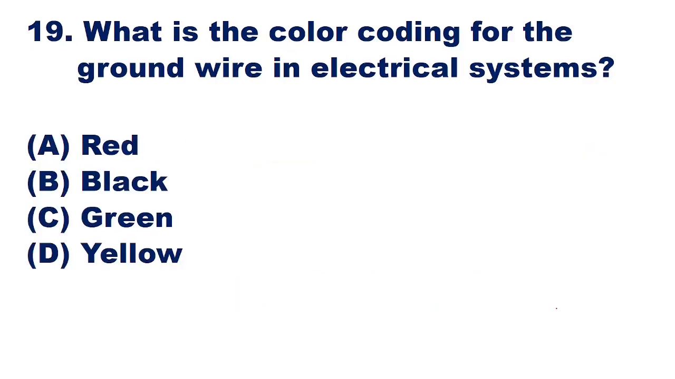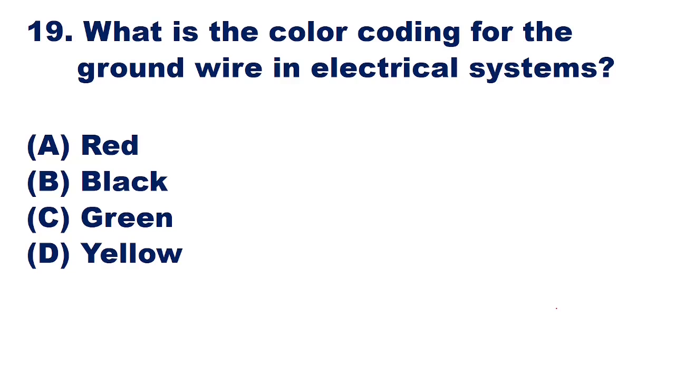What is the color coding for the ground wire in an electrical system? So from these options, we can say that it is not red color, it is not black color, it is not yellow color, it will be green color. Ground wire color coding is green.